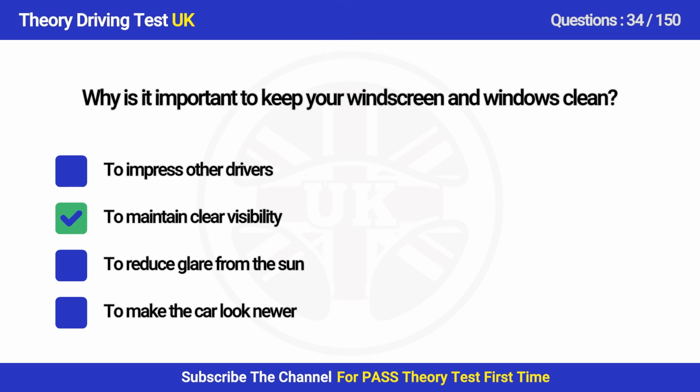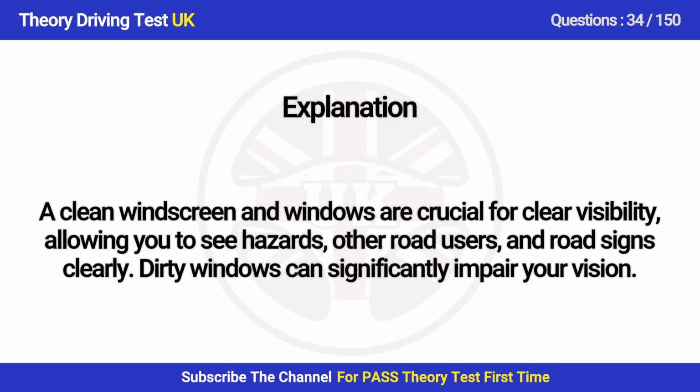Answer is B, to maintain clear visibility. A clean windscreen and windows are crucial for clear visibility, allowing you to see hazards, other road users, and road signs clearly. Dirty windows can significantly impair your vision.